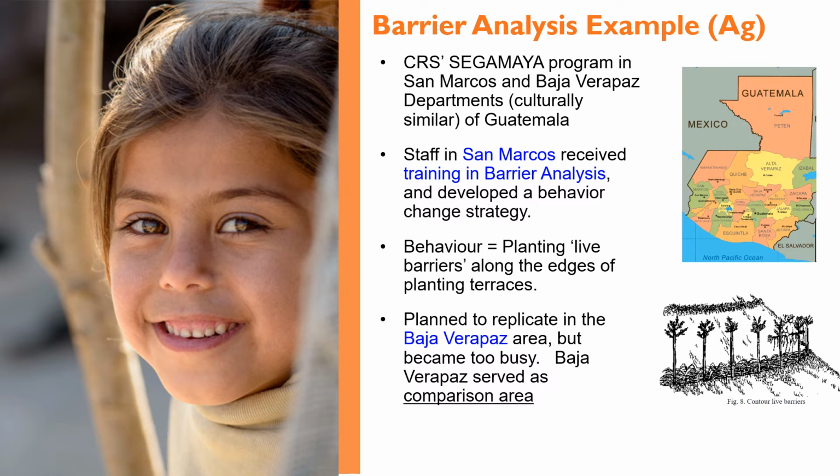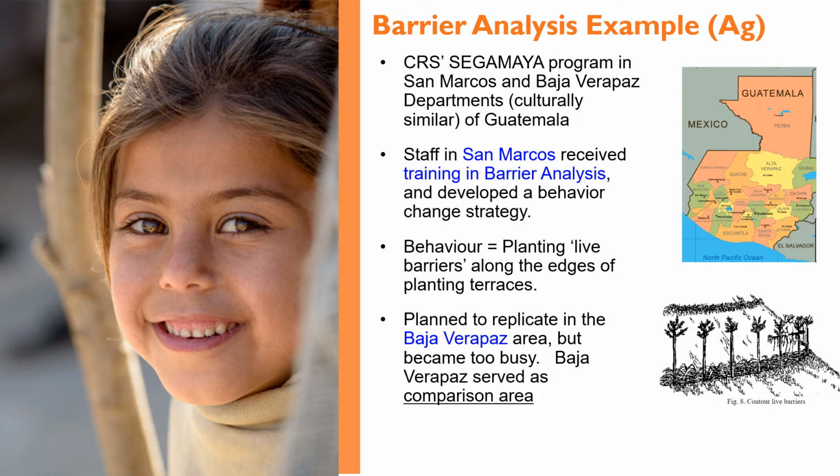And in June of 2009, the staff in San Marcos were trained on barrier analysis. The practice that they wanted people to adopt was planting live barriers along the edges of planting terraces. Live barriers are strips of vegetation planted along the contour of land which serve to anchor the soil in place with their roots and to slow down the movement of water downslope with their stems and leaves. This helps mitigate some effects of climate change.